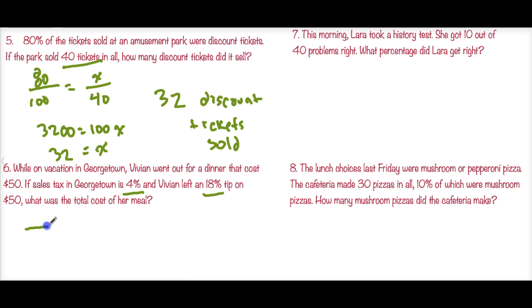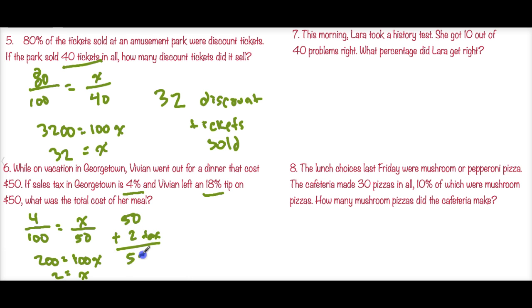So right now I'm going to do my 4% over 100 and my $50 meal here, and I'm wanting to find out how much tax it's going to be on the meal. So I'm going to cross multiply and I'll get 200 equaling 100x. So x is going to be equal to, did I do something wrong? Sorry, this should be, yeah. So the tax will be 2. So that's going to be $50 plus $2 tax. So that's going to be $52.